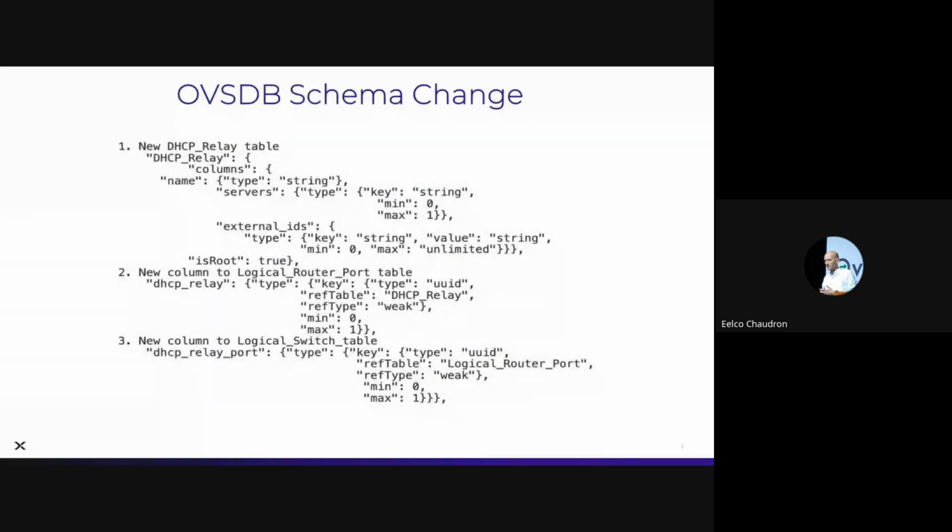This slide captures the OVS DB schema changes that are done to enable DHCP relay functionality. There are a total of 3 changes. First, we have added a new table, DHCP relay. This table stores DHCP server IP address information. Each row stores one server IP. The second one is we have added a new column to the logical router port table. This column refers to an entry in the DHCP relay table. The last one is we have added a column to the logical switch table. This column refers to an entry in the logical router port table that has a DHCP relay column set.